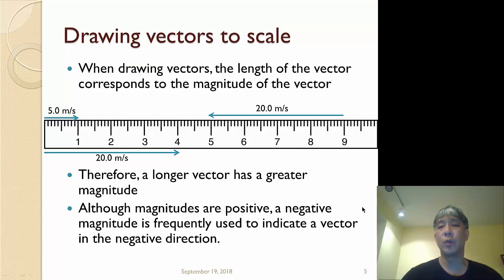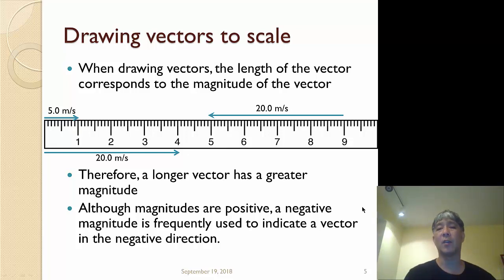When we draw vectors, we try to draw them to scale. What I mean by that is that if I want a bigger vector, a vector with a larger number associated with it, then I need to draw a longer arrow. Okay, we generally use arrows to indicate vectors. In this diagram, I have one vector that's 5 meters per second to the right. It's only 1 centimeter in length. To draw it to scale, if I wanted a 20 meters per second vector to the right, I would have to draw one that's 4 times longer. Or in the other case, 20 meters per second to the left.